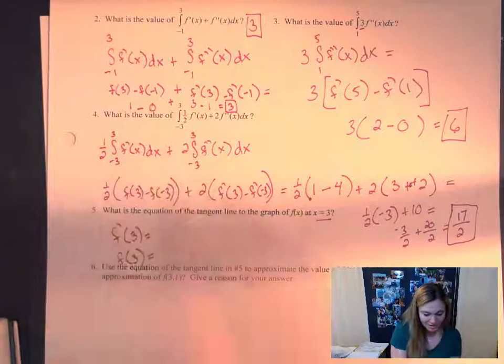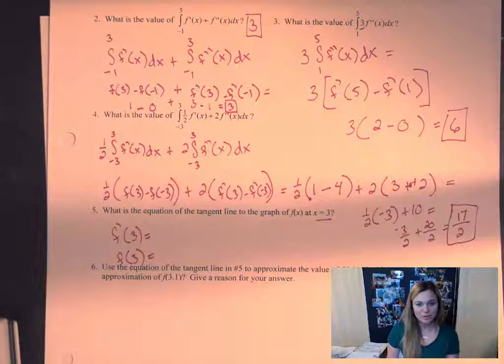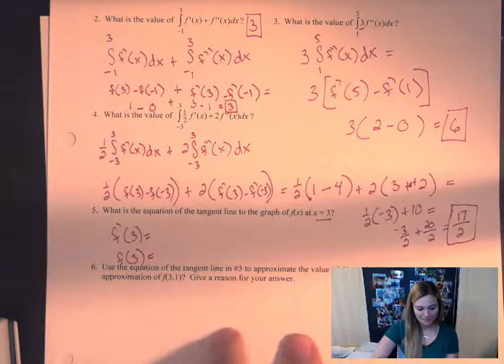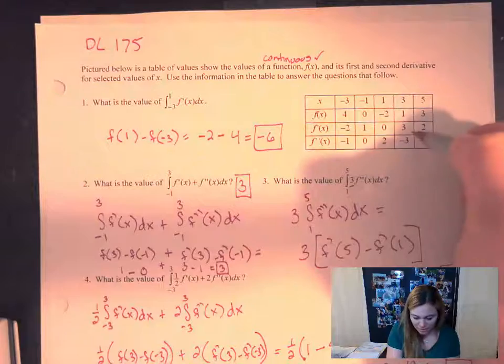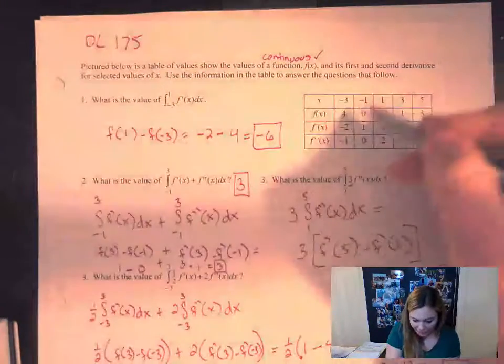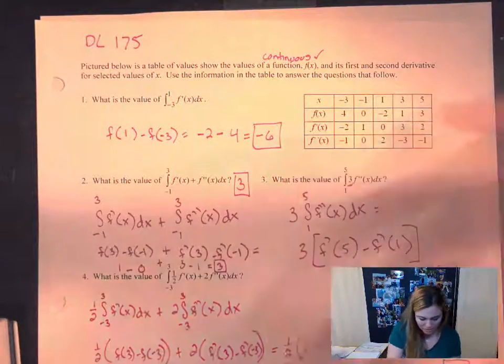This has nothing to do with the fundamental theorem of calculus, but I do want to remind you that all the old stuff still applies. We can't forget about any of that. F prime of 3 would be 3. F of 3 is 1.